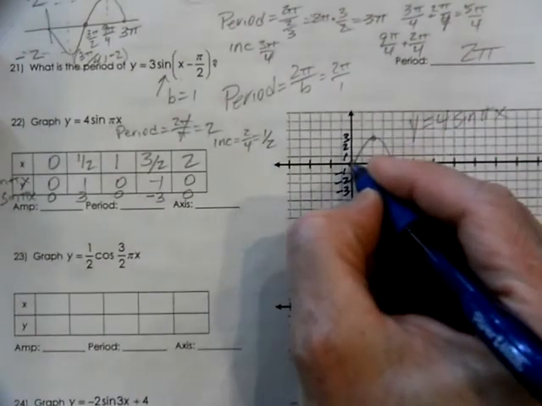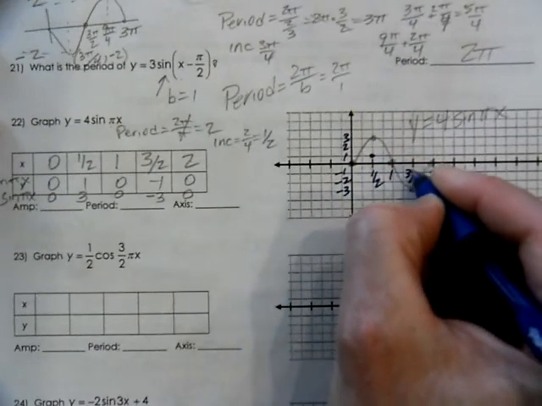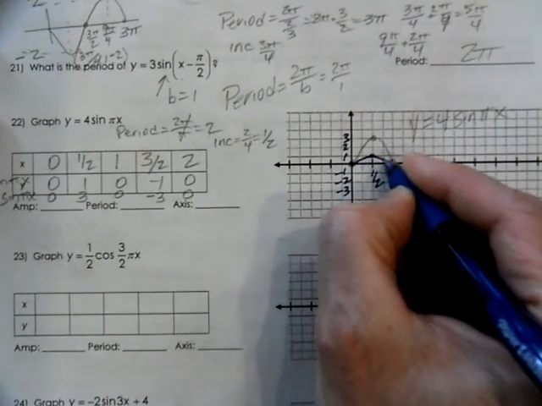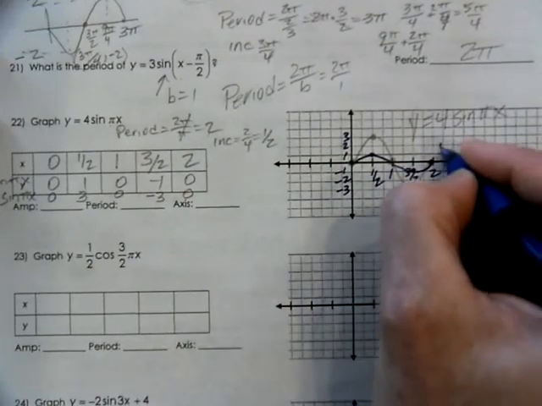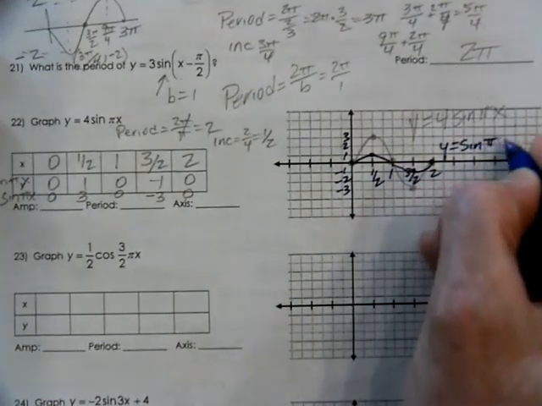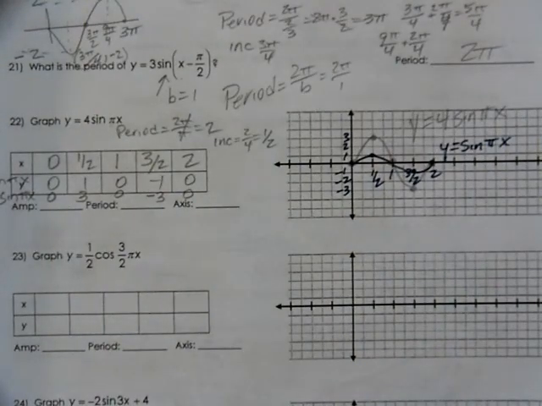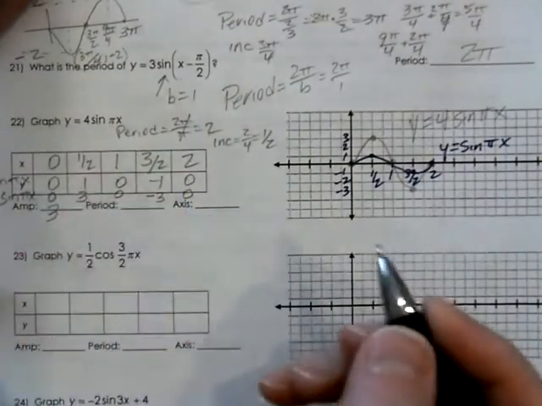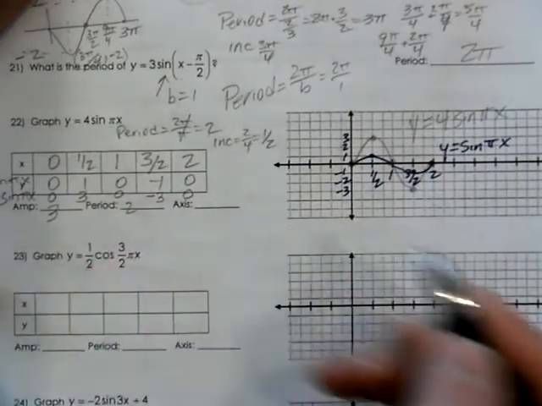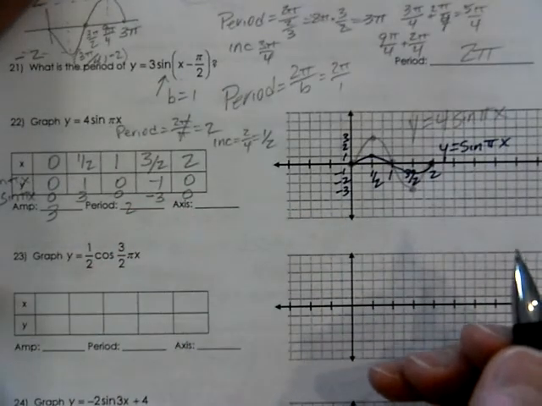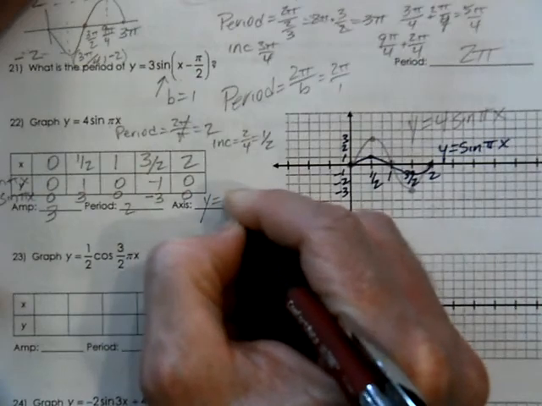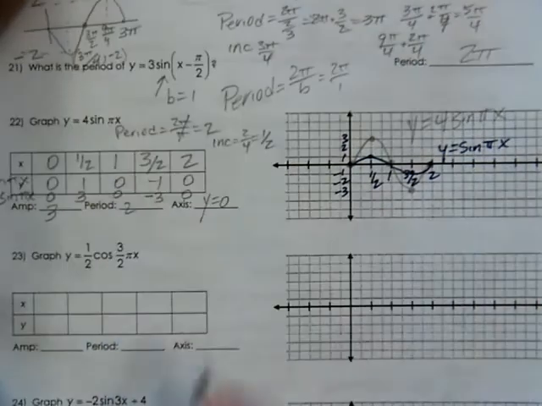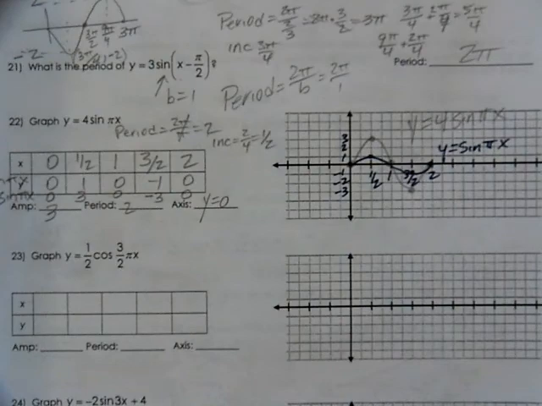If we wanted to do y equals sine of pi x, kind of the parent function, that's what that would look like. We have an amplitude of our final graph, that's 3, a period of 2 we calculated, and an axis of y equals 0. So whatever the k value is, and there is no k value.